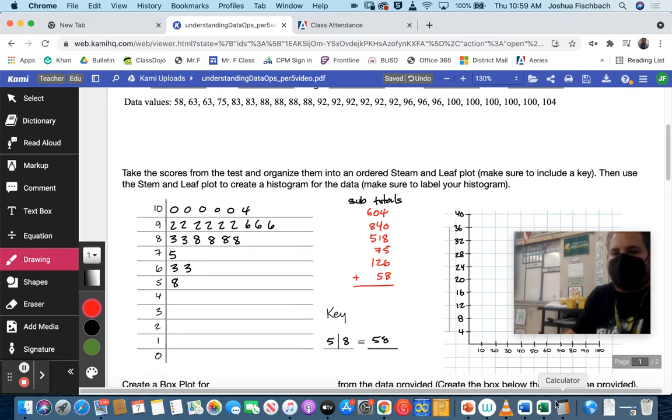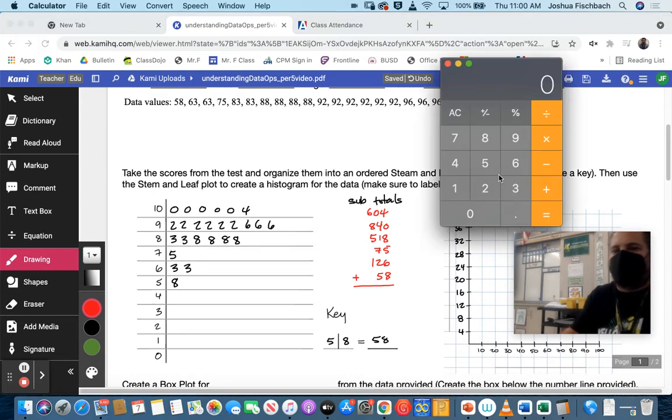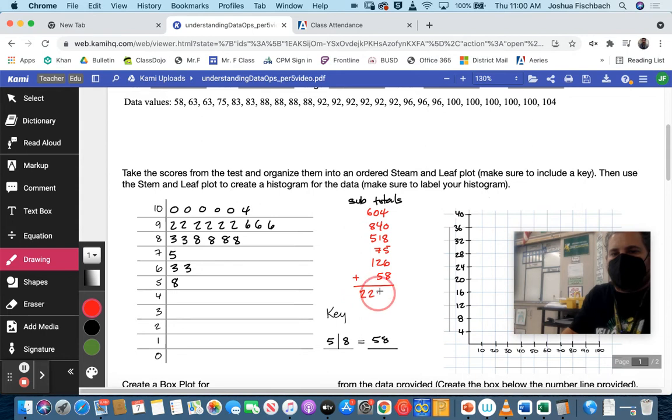So now I can grab that same calculator that was slow to show up initially and use it to get our total value. So for all the results, all the data, this is the sum of the data. 604 plus 840 plus 518 plus 75 plus 126 plus 58. And that is equal to 2,221. So that's 2,221 as our total value.